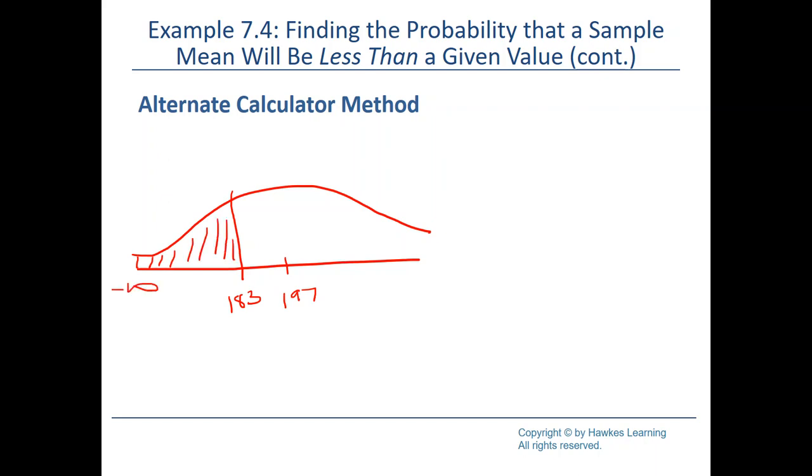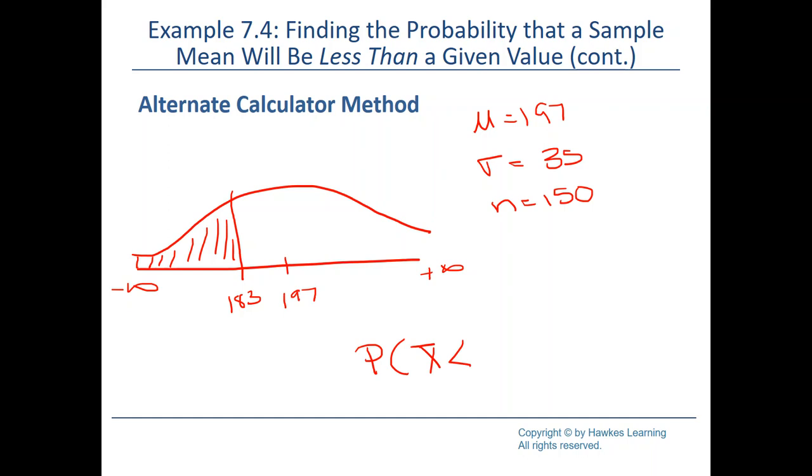That means I have my negative infinity here and positive infinity over here, but I don't really care about it. And then we were told the mean was 197, and the population standard deviation was 35. They also told us that we had a sample size of 150. And we are basically looking for the probability that our sample mean is going to be less than 183.